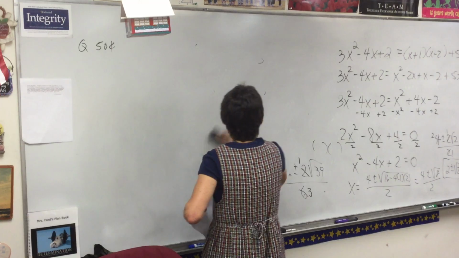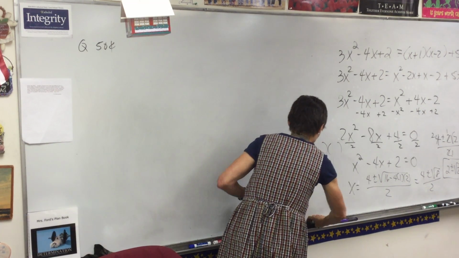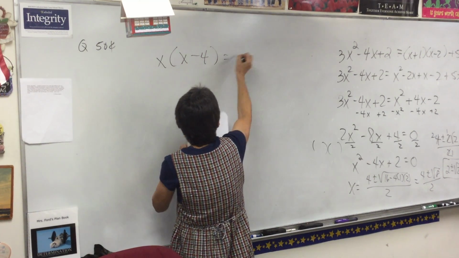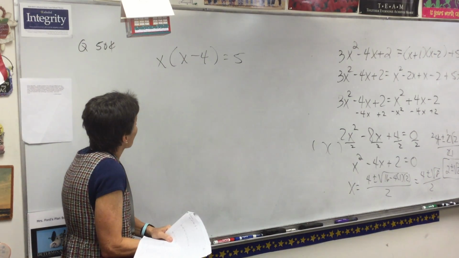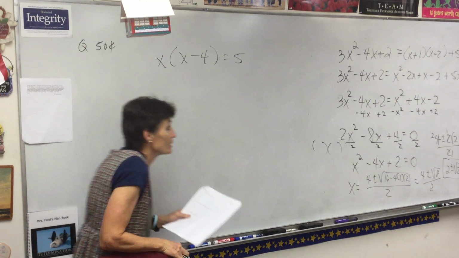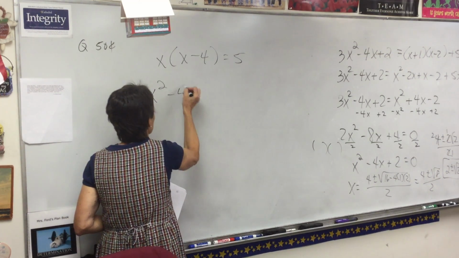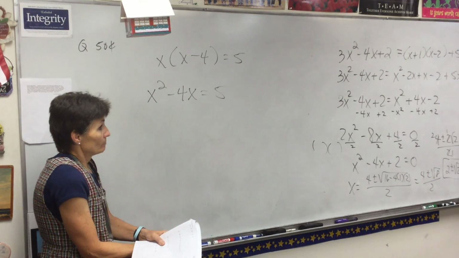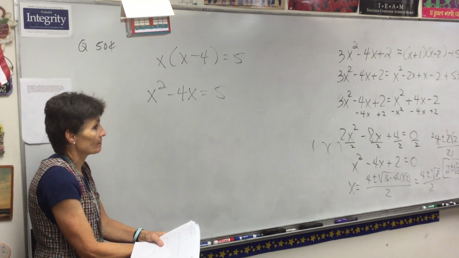We talked about mathematical modeling yesterday, and these equations are just examples of mathematical models. Tessa, what do you think about this one? Distribute it. Yep. So x squared minus 4x equals 5. Perfect.